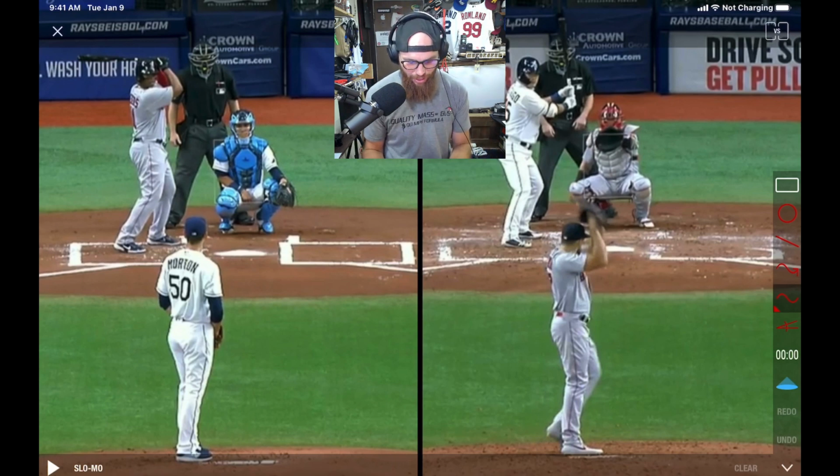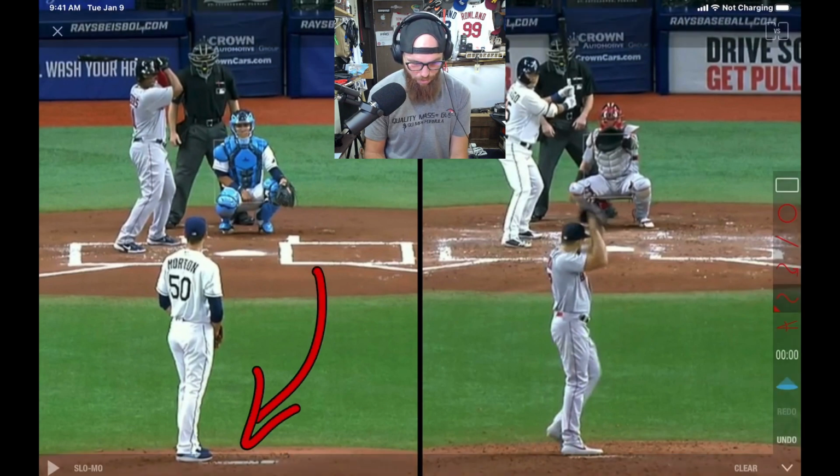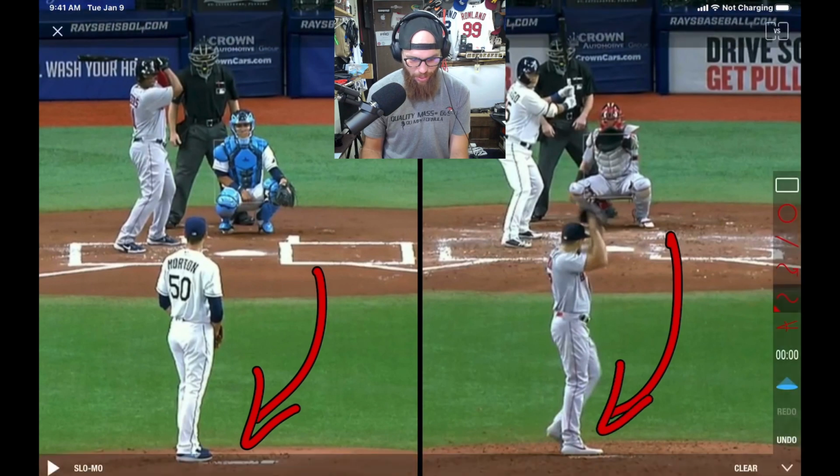Now I like these two video angles straight from the broadcast, right behind, so you have a pretty clear representation of these. Now, right off the bat, you're going to notice both of these individuals, Morton and Eovaldi, knowing quad dominant loading patterns and what they kind of accompany. They are far left side of the rubber.